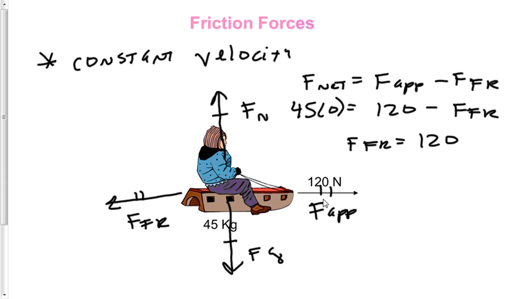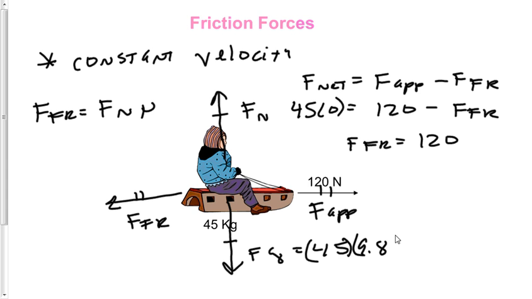Our question is, how do we find the coefficient of friction? Well, the equation for force of friction is equal to force normal times mu. Force normal, again, equal to force gravity. Let's fill in for force gravity here. 45 times 9.8, because force gravity is mass times acceleration of gravity. That equals 441 newtons.